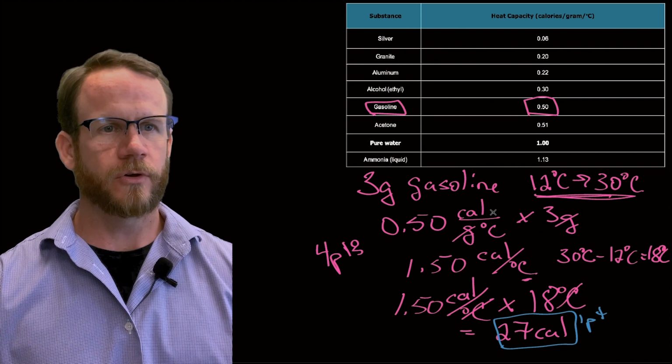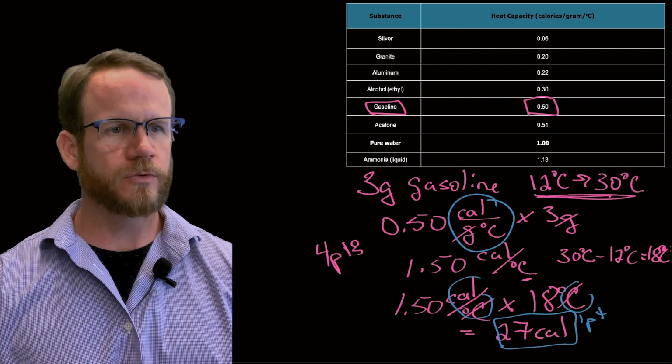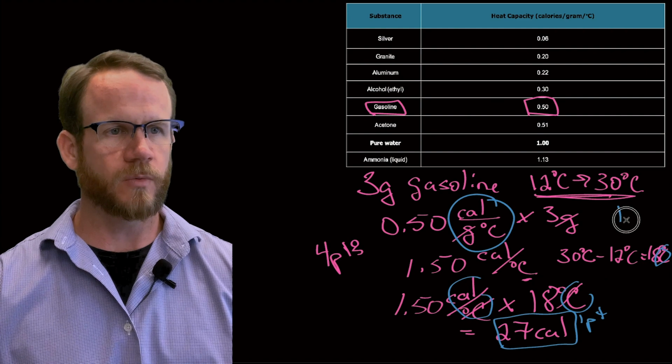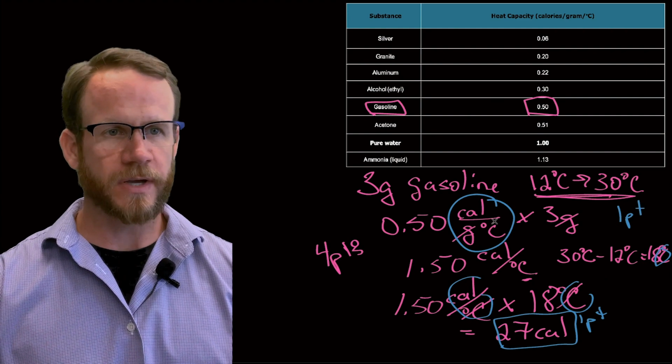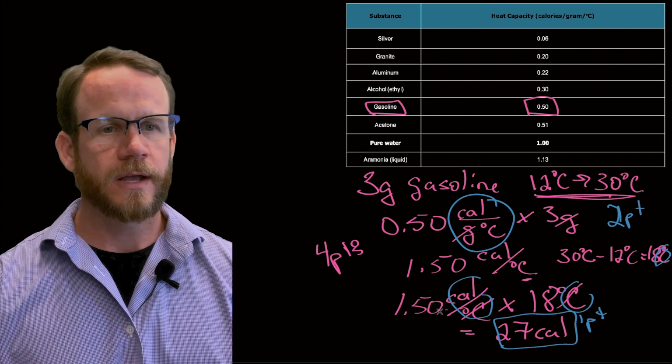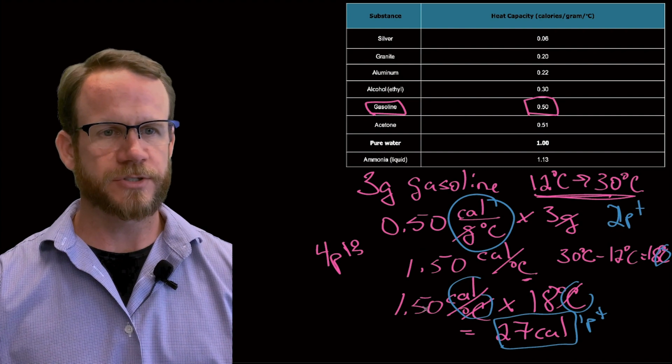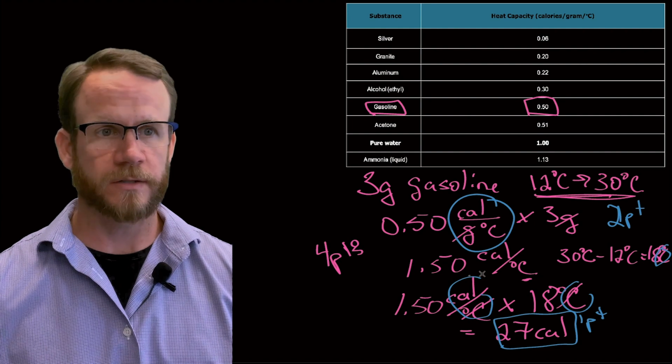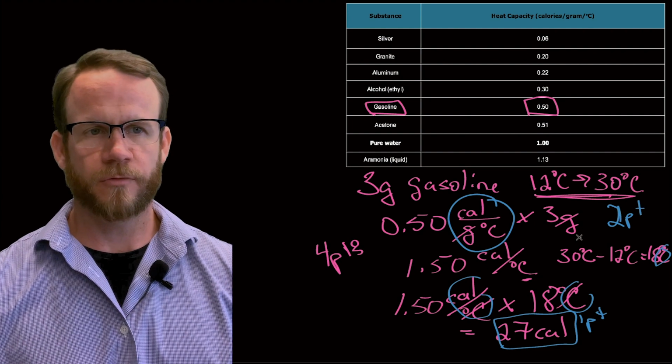Units: carrying your units through all the way, even when you do this, that's at least going to be 1 point. And that might be a couple, so I would say that's actually 2 points because that's really important. And then setting up these equations, just the fact that you have them set up correctly will be another point, and that would be your 4 points.